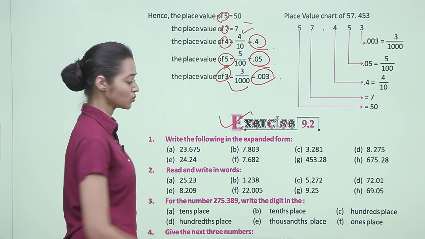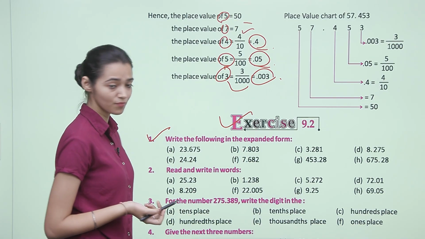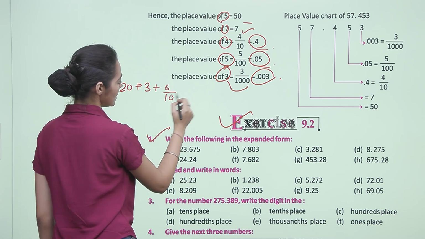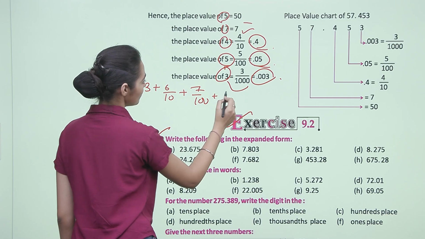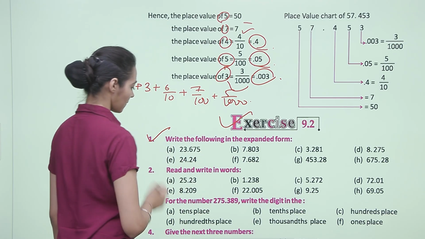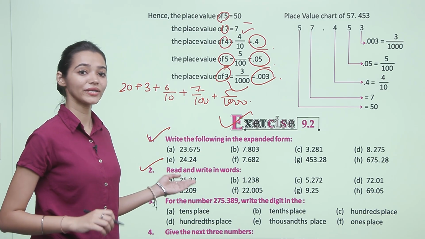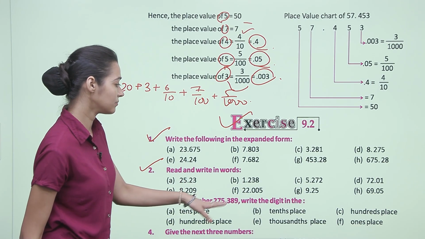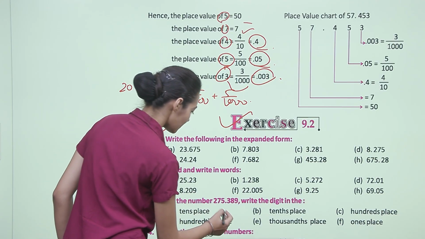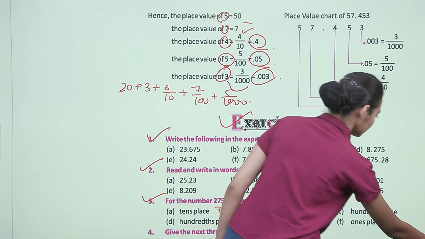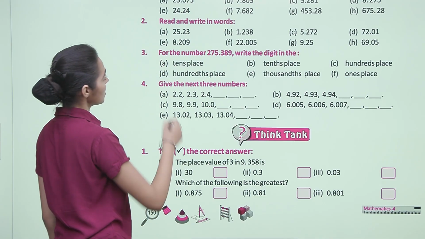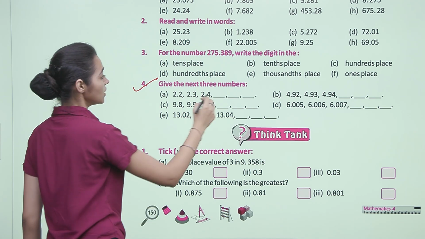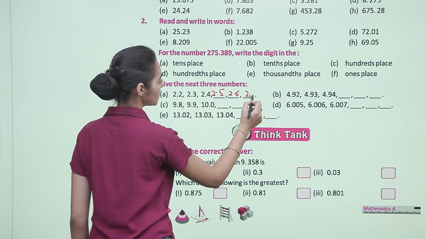Now let's look at exercise 9.2. In the first part we have to write the following in expanded form. That will be 20 plus 3 plus 6 by 10 plus 7 by 100 plus 5 by 1000. In this one we have to read and write in words, that will become 25 point or decimal 23. In the next one, for the number we have to write the digits in the tens place. The tens place digit is 7. In the next one we have to give the next three numbers, that is 2.5, 2.6 and 2.7.